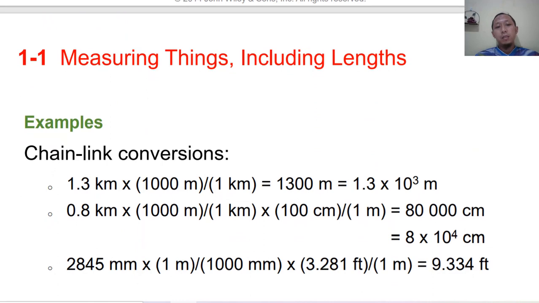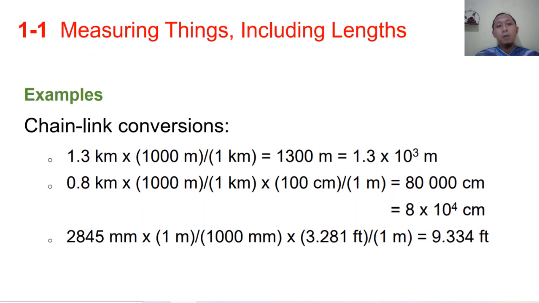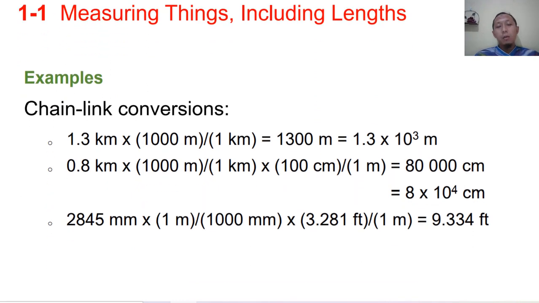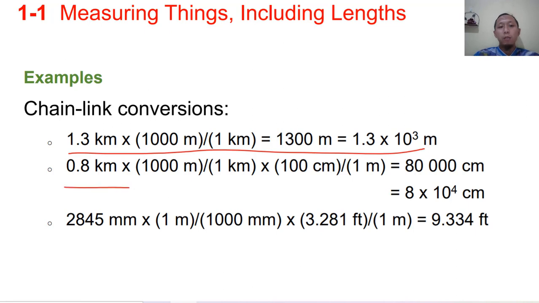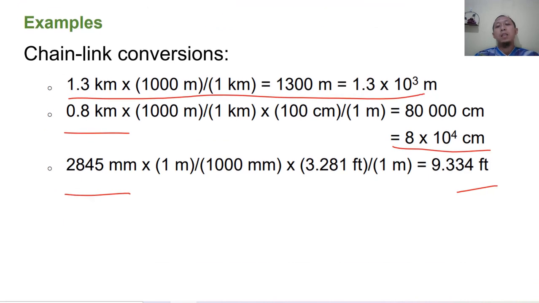So for example, we have 1.3 kilometers. How many meters? We can convert easily. And then 0.8 kilometers, how many centimeters? Or 2845 millimeters, how many feet? So we can easily see how to convert from one unit to another unit.